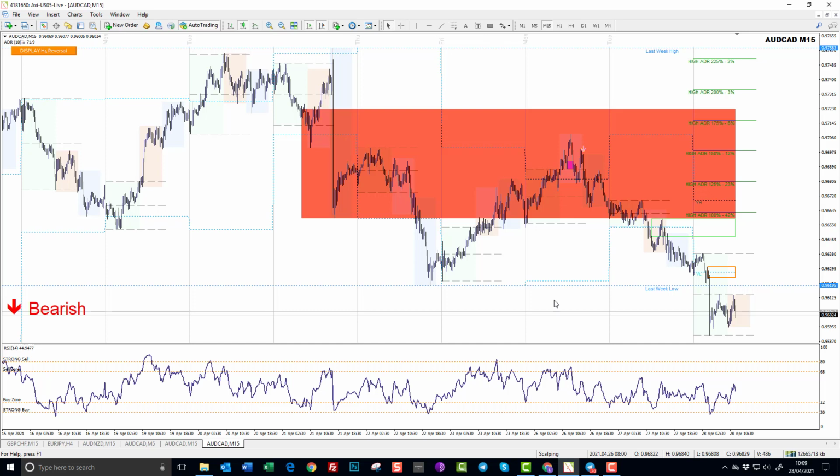So what we're doing here is essentially we're trading the retests of the initial market structure break on the higher time frame. Okay, so that is the multi-time frame bias pullback strategy.